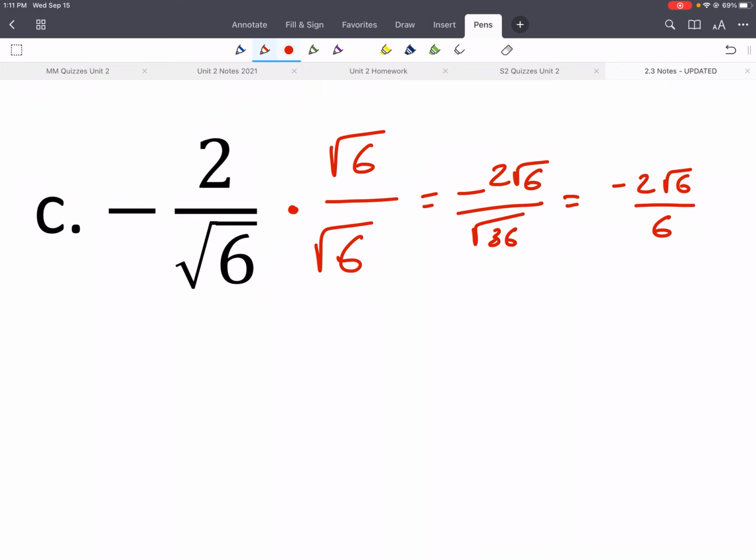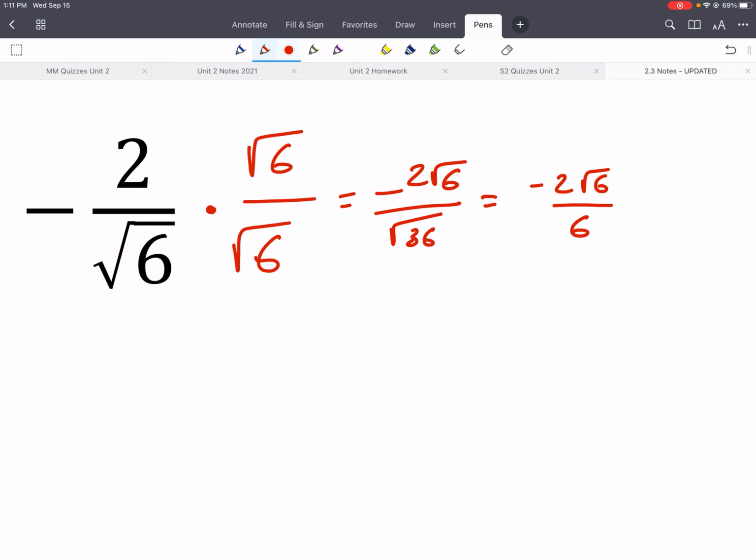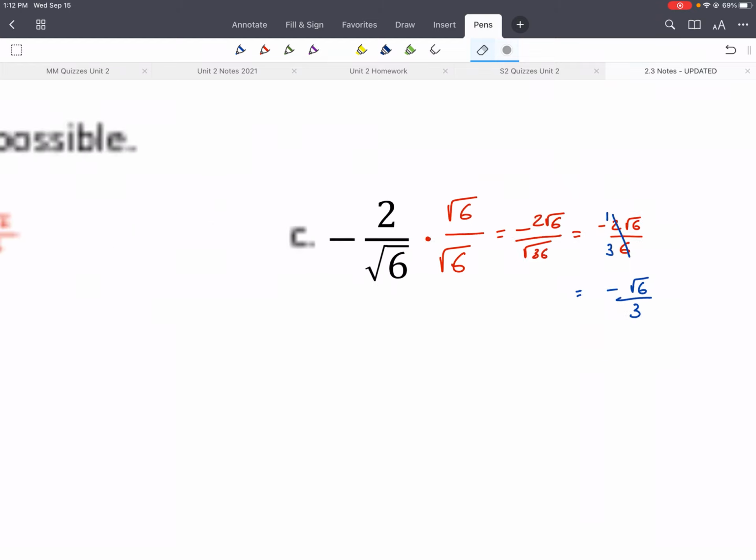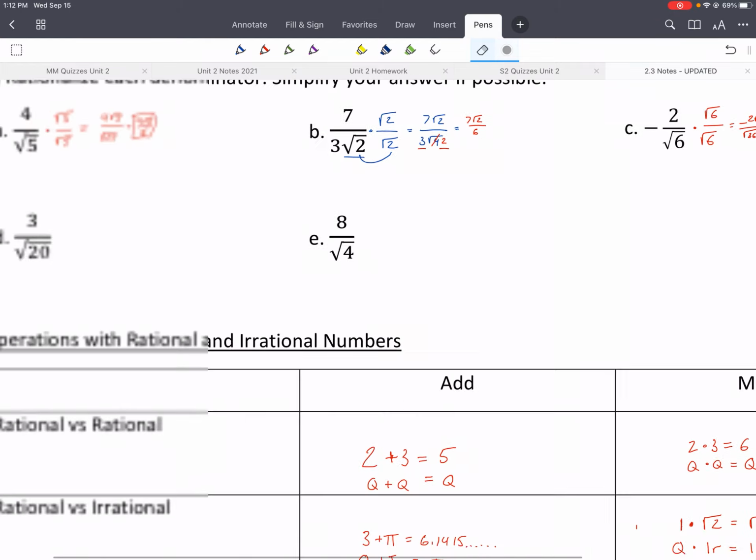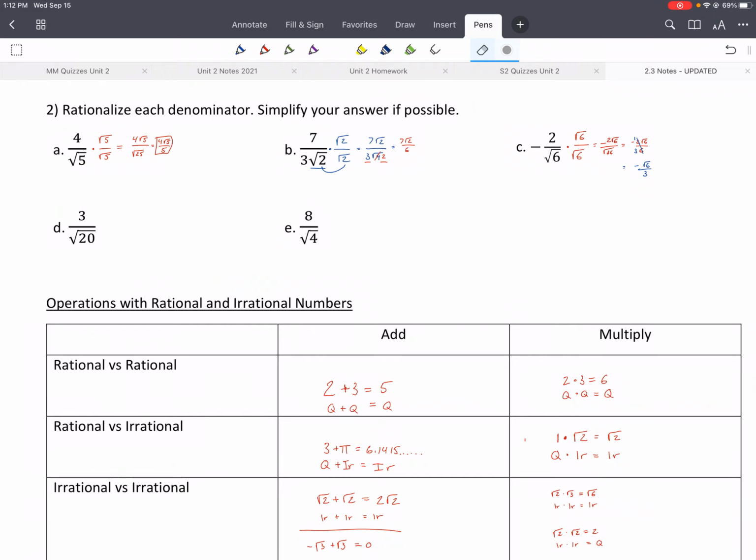Okay, so here what I was talking about is if we can, we should simplify our rational fraction. So the 2 over 6 is the same as 1 over 3. So we'll end up having negative 1 square roots of 6 over 3. And we don't really need to have that 1, so we could leave it like that. Okay? All right.